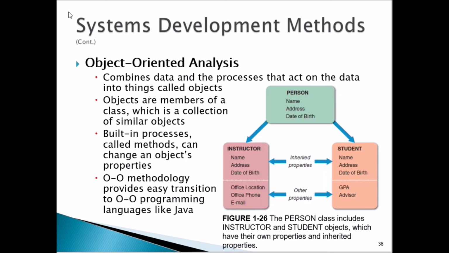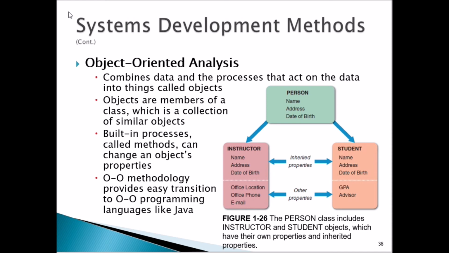Object-oriented analysis combines data and the processes that act on the data into things called objects. So in this example here on the diagram to the right, we have person, instructor, and student. Those are objects. Objects are members of a class, which is a collection of similar objects. Built-in processes called methods can change an object's properties.